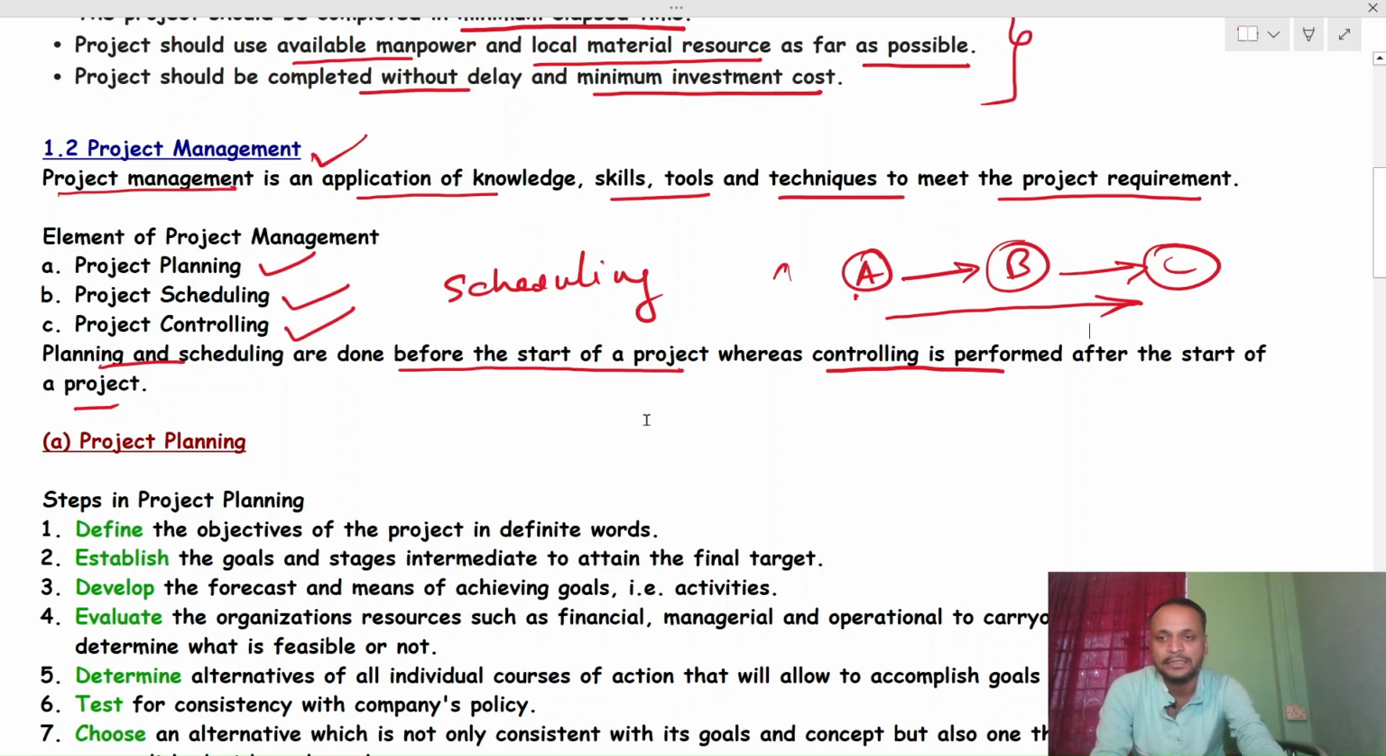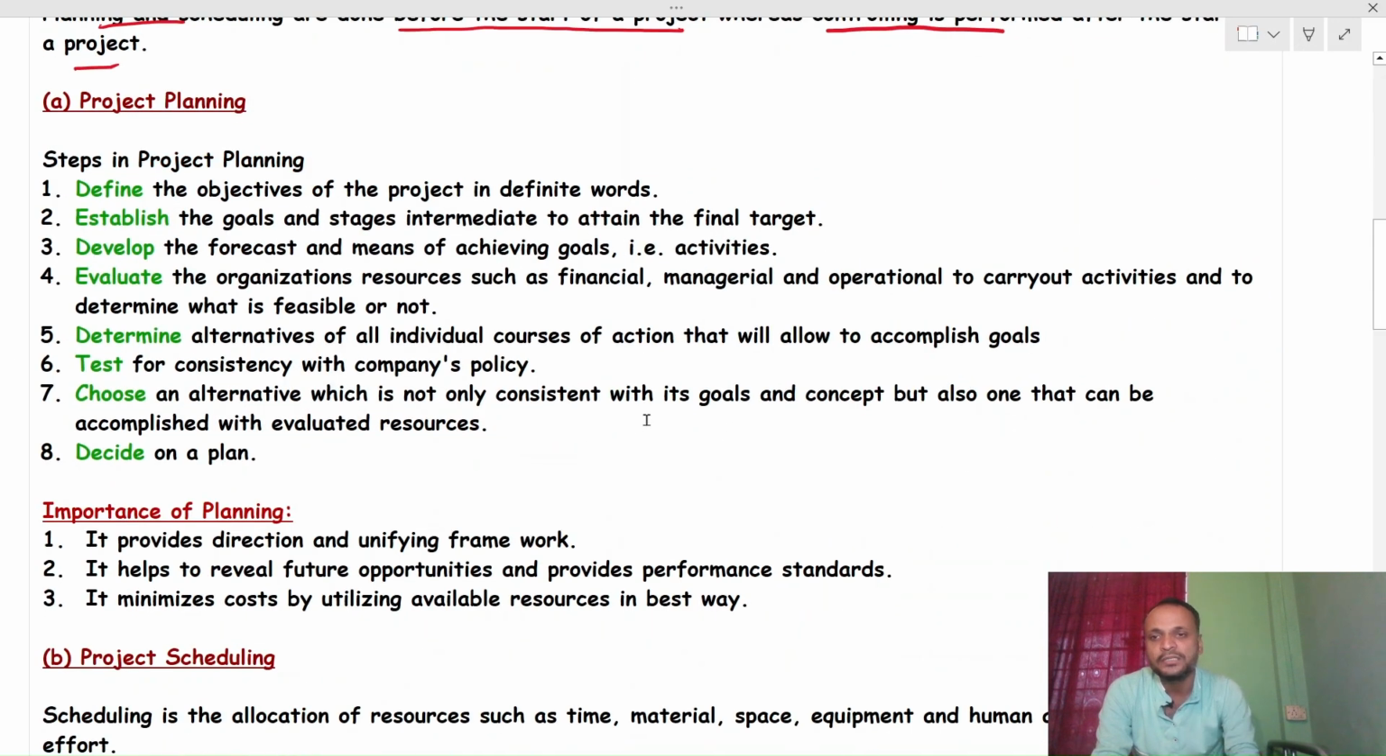So we will discuss these things in detail. First is project planning. Project planning has 8 steps. The first one is define, second is establish, third is develop, fourth is evaluate, fifth is determine, then test, choose and decide.